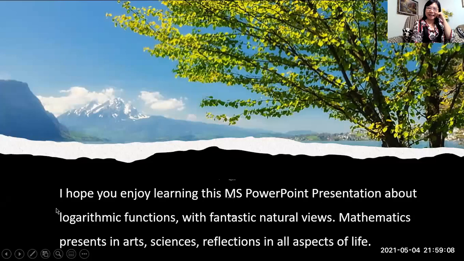So the last slide here, I give you another natural, beautiful view for you to refresh your mind. When you look at this natural view, you refresh your mind. So your mind gets less tired and you can relax and read my notes here. I hope you enjoy learning this Microsoft PowerPoint presentation about logarithmic functions with fantastic natural views.